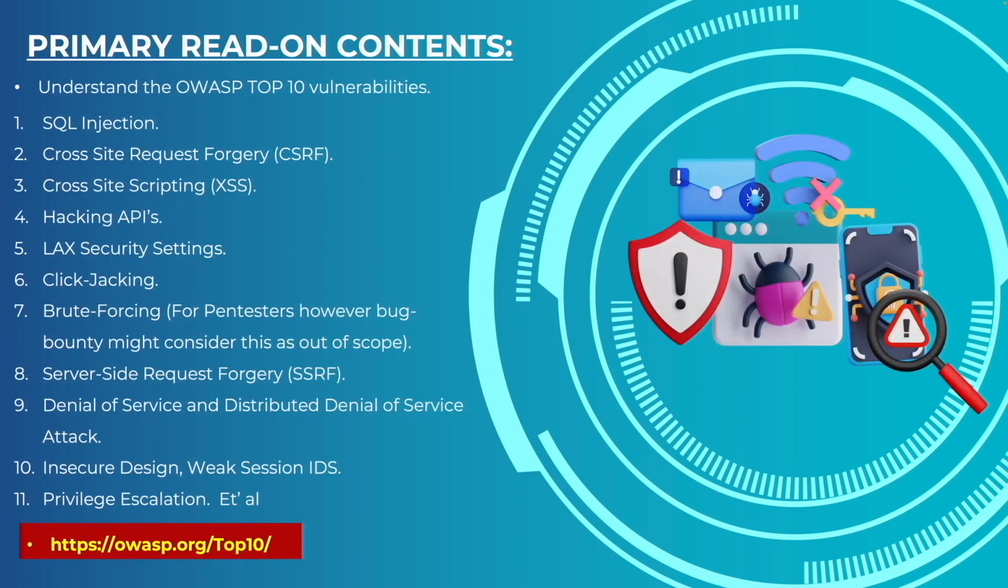Understand the OWASP Top 10 vulnerabilities such as SQL injection, cross-site request forgery, cross-site scripting, hacking APIs, lax security settings, clickjacking, and brute forcing for pen testers. However, bug bounty programs might consider some of these out of scope. Also server-side request forgery, denial of service and distributed denial of service attacks, insecure design, weak session IDs, privilege escalation, and so on. To read more about the OWASP Top 10 and various entry points or how you can locate these vulnerabilities, you can visit OWASP's website that is provided in this content.